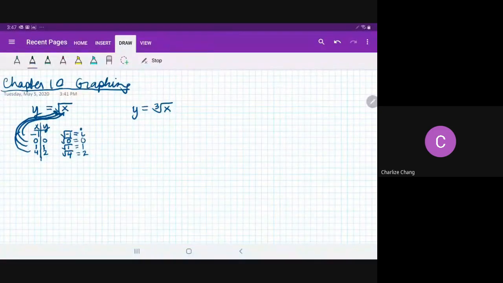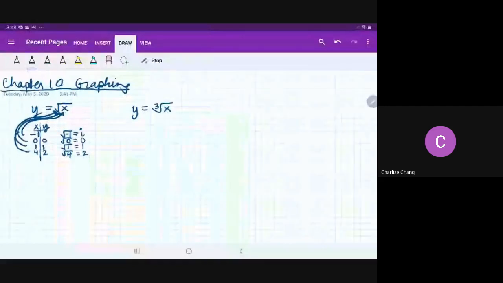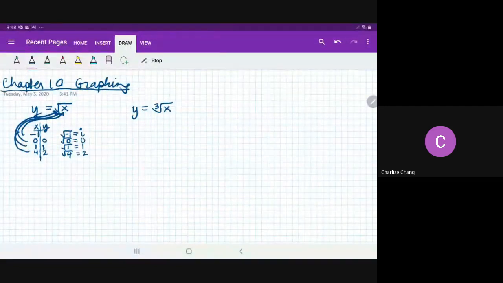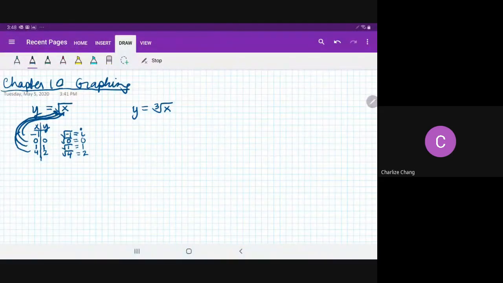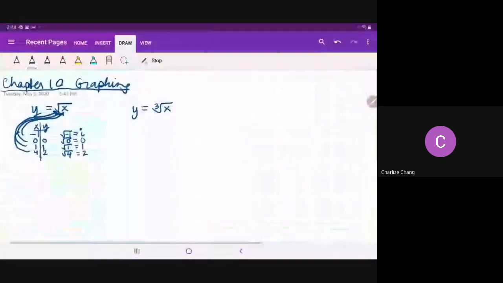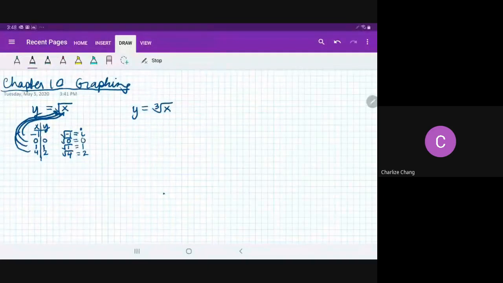Okay. Square root of -1 is i. But i you can't graph. So we're going to put no right here. Oh, my pen's not working. Seriously? Come on, pen. Okay, now it's working. Okay, so we're going to put no right here.